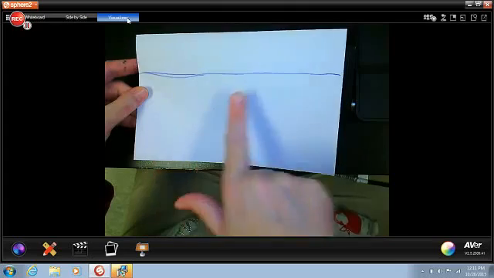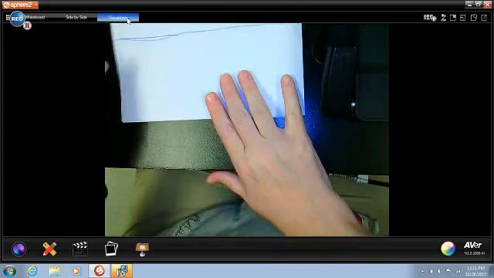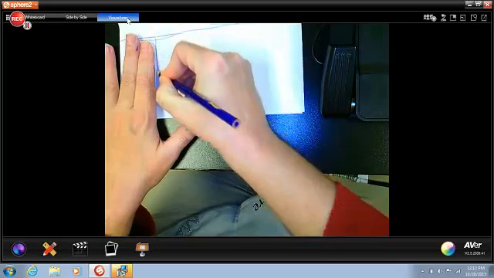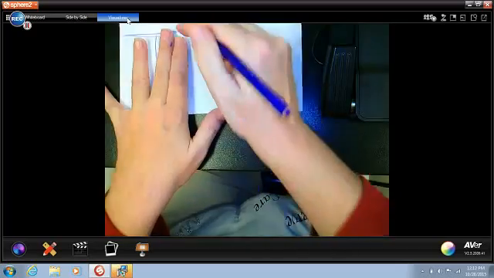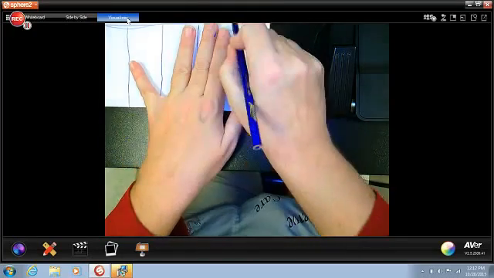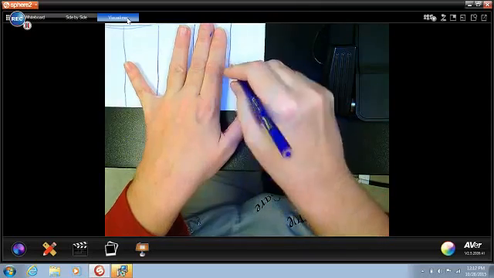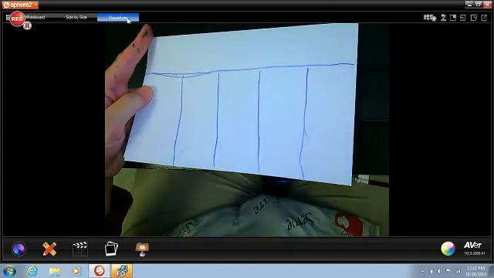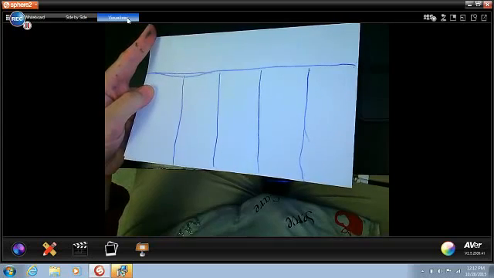From here, we need to divide this section up into 5 parts. So we're going to do this again. We're going to go about an inch, inch and a half to divide it up into 5 equal parts. So we're going to draw 4 lines first. As you can see, we now have 4 lines, 1, 2, 3, 4, with 5 parts: 1, 2, 3, 4, 5.